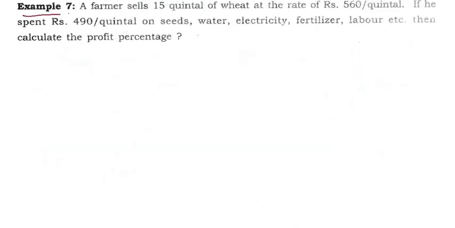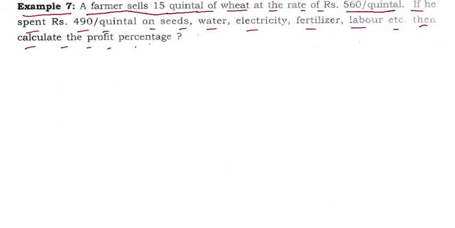Now come to example 7. A farmer sells 15 quintal of wheat at the rate of 560 per quintal. If he spent rupees 490 per quintal on the seeds, water, electricity, fertilizer, labor, etc., then calculate the profit percentage.